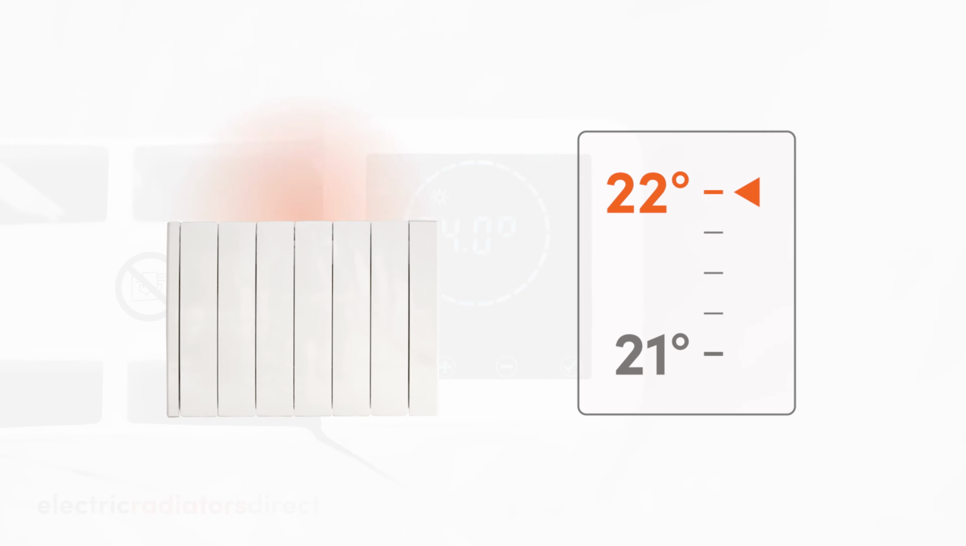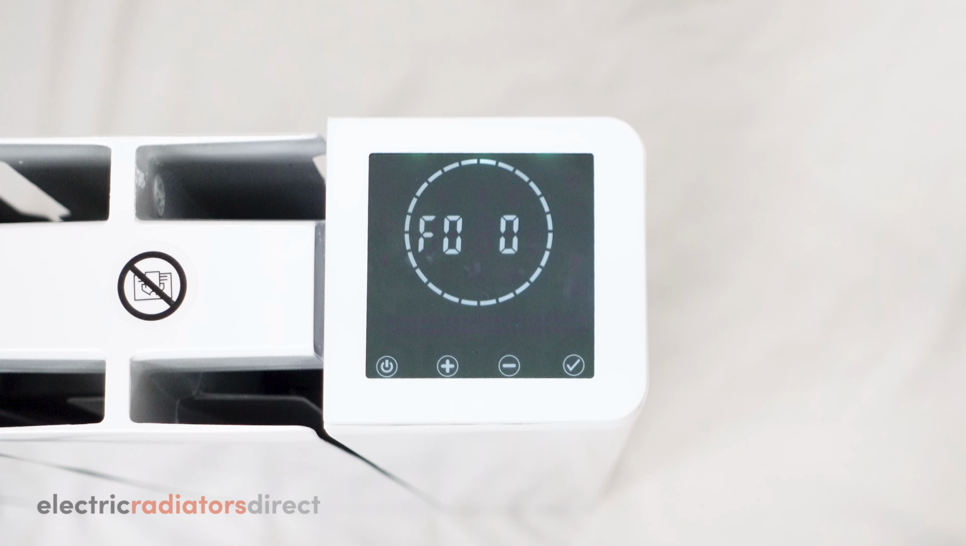If the radiator heats when set to 22 degrees but stops when you drop to 21 degrees, that shows it's reading a room temperature of 21 degrees. If this figure is higher or lower than the actual room temperature, you can use the compensation function to adjust the radiator reading to match.